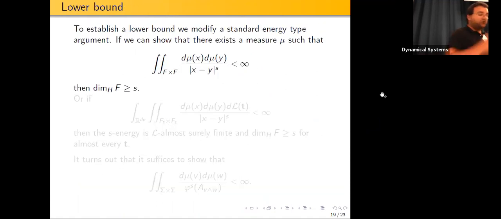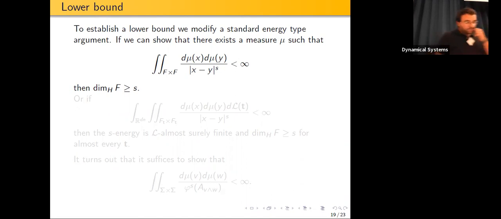Now for the lower bound, we are also taking a standard method. This was not the original one, but it came a bit later on. It's an energy type argument. All we need to find is a good measure that lives on our space. And if this measure satisfies this condition, as in the energy with respect to this measure is finite, then it magically tells us that the set F that it's supported on has Hausdorff dimension bounded below by S.